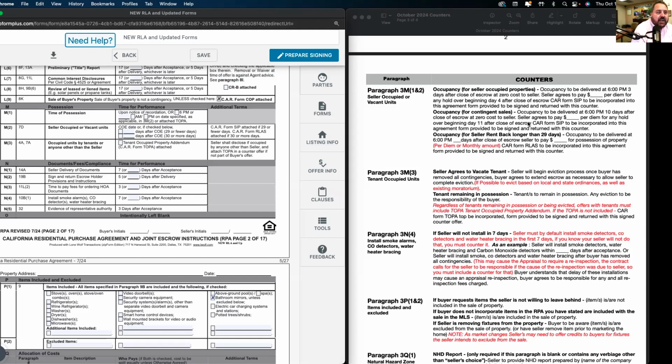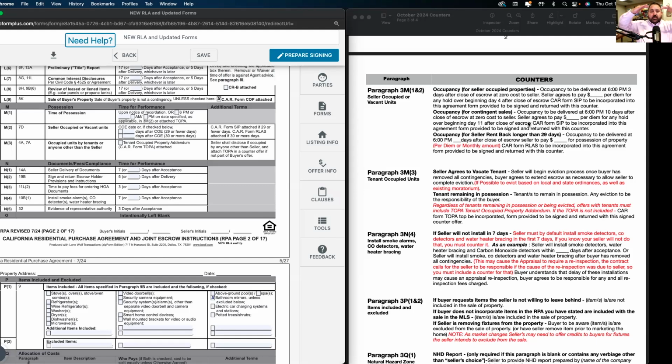Occupancy to be delivered at 6 p.m. blank days after close of escrow. What it is, your note 30 to 60, whatever. Seller will pay whatever the amount is for possession of property. You could pick a per diem or a monthly amount. Say it's $3,000, $4,000, whatever they're going to pay. CAR form RLAS to be incorporated in this agreement, form provided to be signed and returned with this counter.